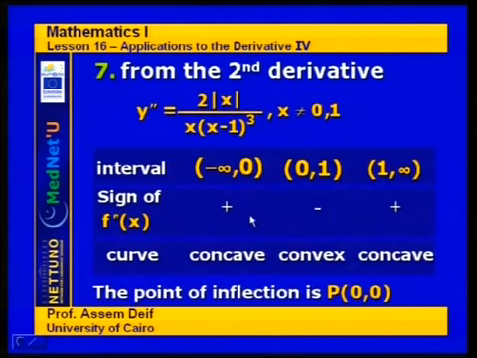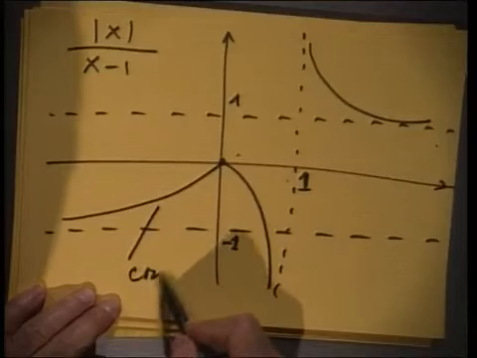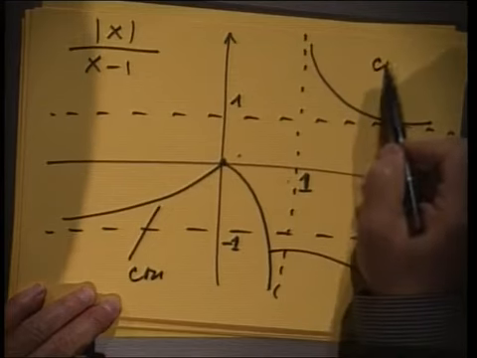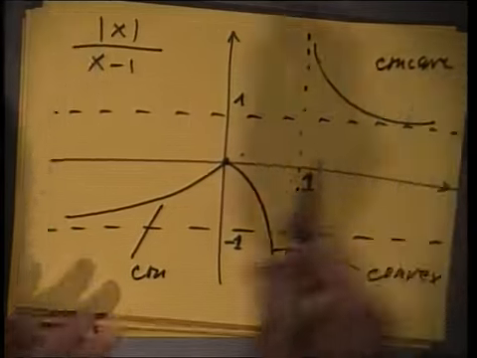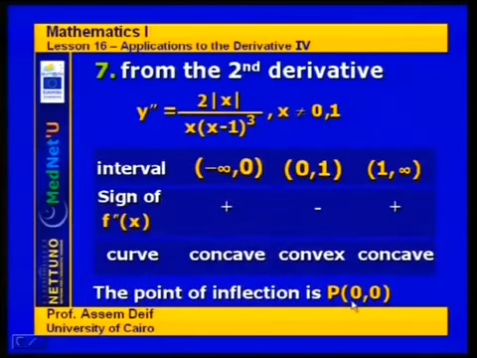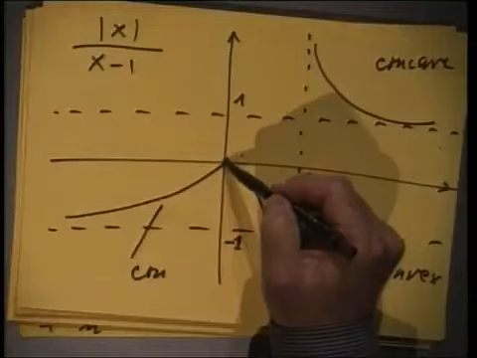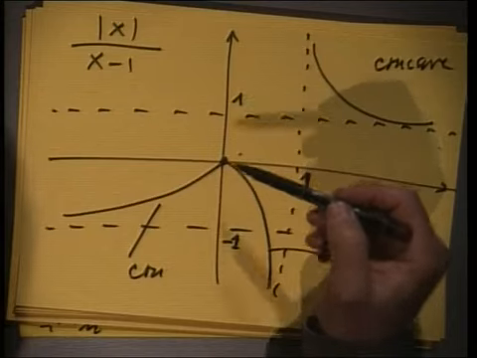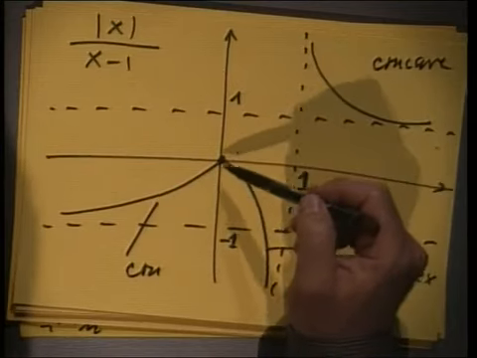From the second derivative, you get something like this. Your curve is concave, and in fact, yes, it is from minus infinity to 0. It's concave here, it's convex here, and here again it is concave. And the only inflection point is 0 and 0. Actually, this is an inflection point also, which is nice. It's a point of local maximum. It's an inflection point. Why is it an inflection point? Because the second derivative does not exist here.